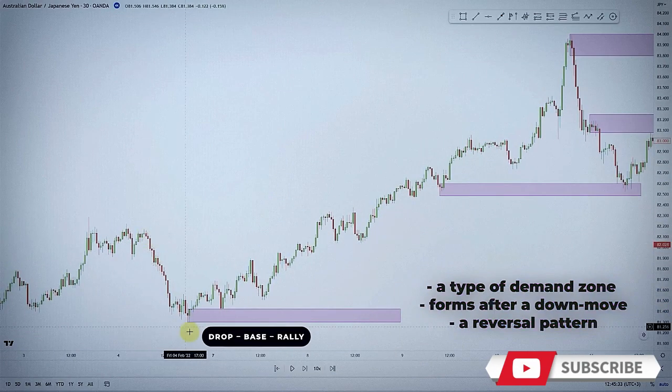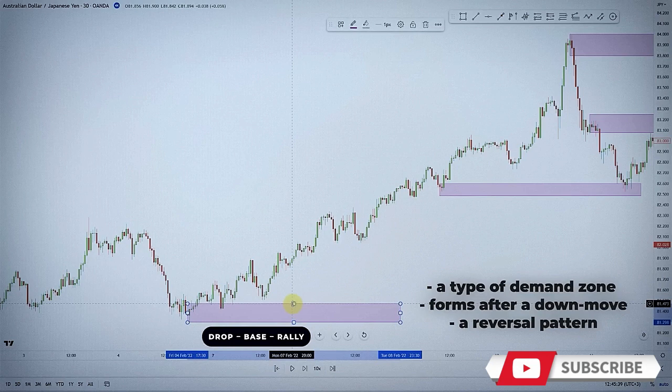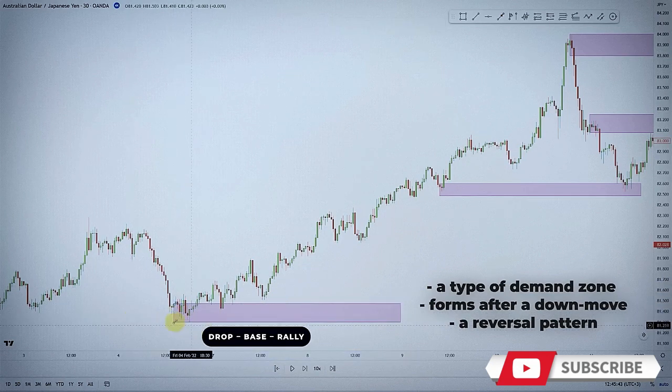The drop-based rally is a structure which forms a demand zone in a market. These zones differ from the first price structures, mainly because of their location in the market. If the rally-based rally and the drop-based drop zones only form during trending movements, the drop-based rally zones will only be found when the market changes from moving down to moving up. It's a reversal pattern.